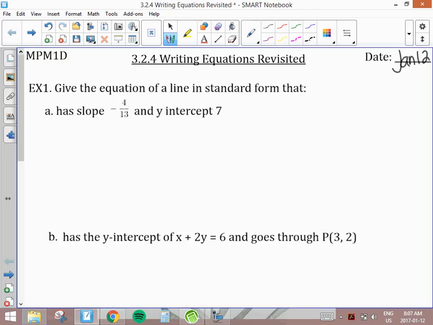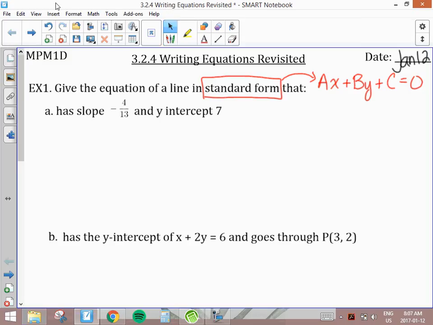Our first example asks us to give the equation of the line in standard form. So we might start off with y equals mx plus b, but our goal is to end in standard form. Remember, standard form looks like ax plus by plus c equals 0, and a, b, and c have to be integers, so no fractions allowed, and a must be positive.